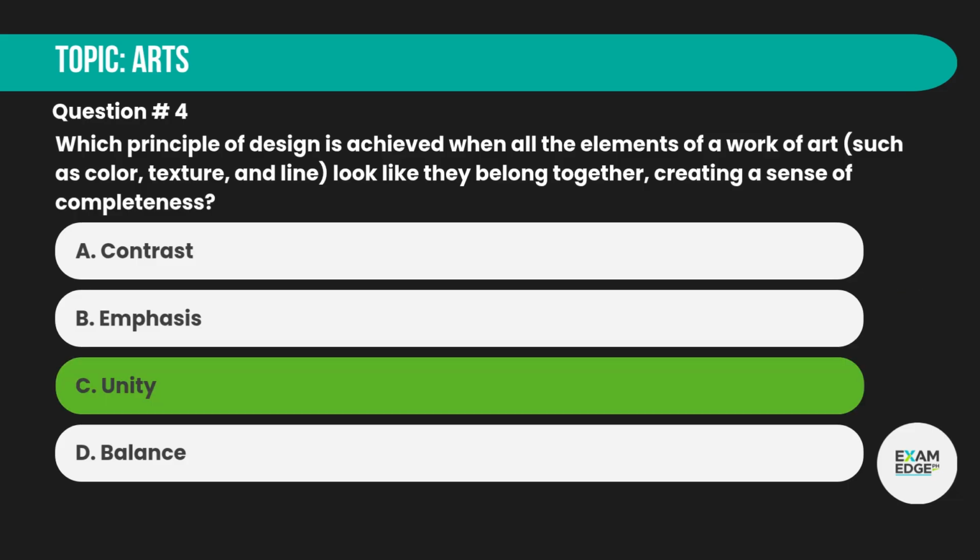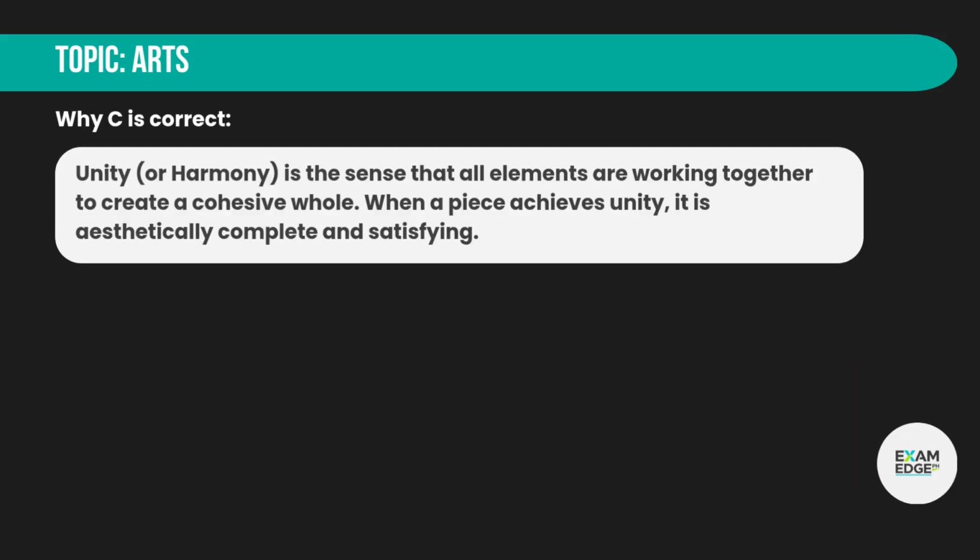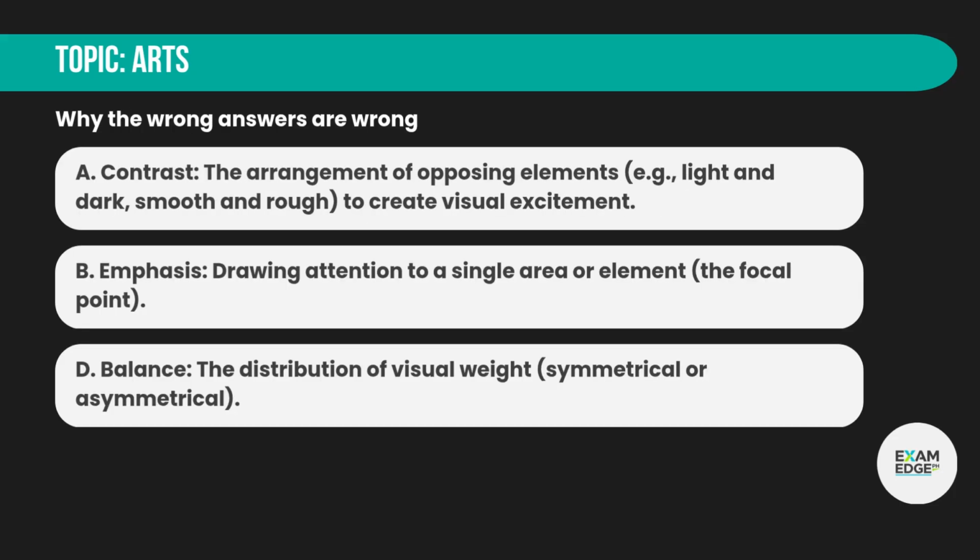Correct answer: C. Unity. Why C is correct? Unity, or harmony, is the sense that all elements are working together to create a cohesive whole. When a piece achieves unity, it is aesthetically complete and satisfying. Why the wrong answers are wrong?